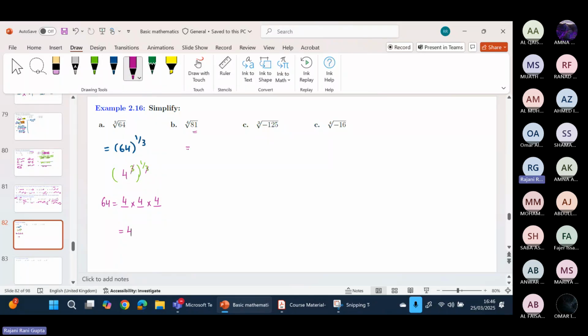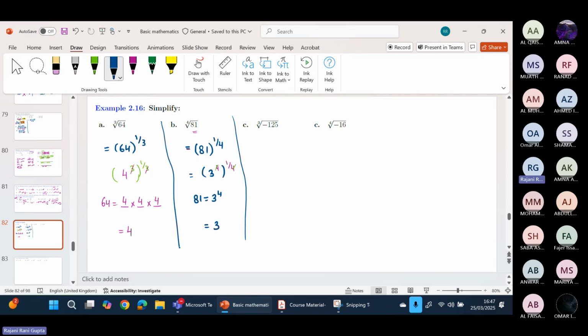Same thing here. The main idea is if it is in the form of a root, you should know how to write it. 81 power 1 over 4. So you look for 81 as the fourth power of some number. Always start with 2, 3, and then go to 4, then 5, and so on. 3, 3. It is 3. Good, because 81 is 3 power 4. Cancelling 4 with this 1 over 4, you get the final answer as 3.